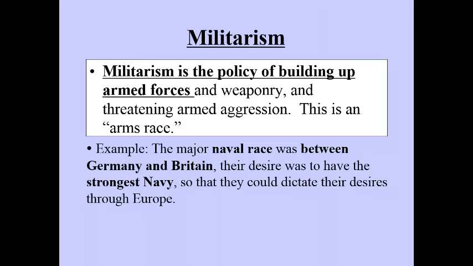Now, thinking back to 1914, prior to the outbreak of World War I, this was going on too. So we had a major arms race developing between Great Britain and Germany, and this was a naval arms race. Their desire was to have the strongest navy so they could get their way in terms of European affairs. The country with the strongest navy would be seen as the most powerful country in Europe and have a lot more influence around the world.